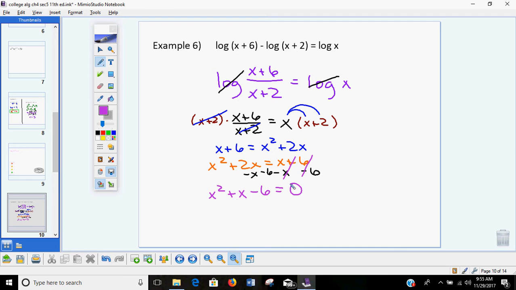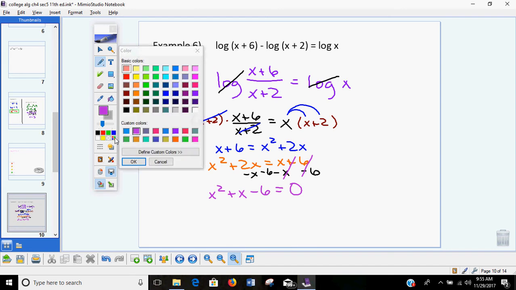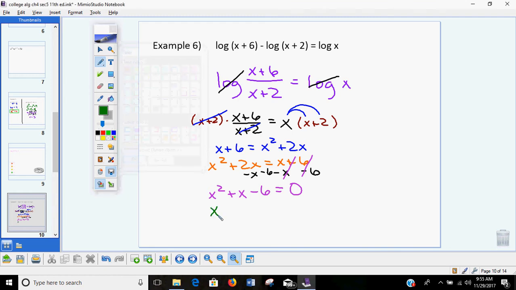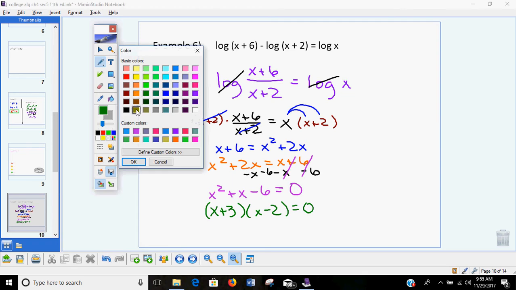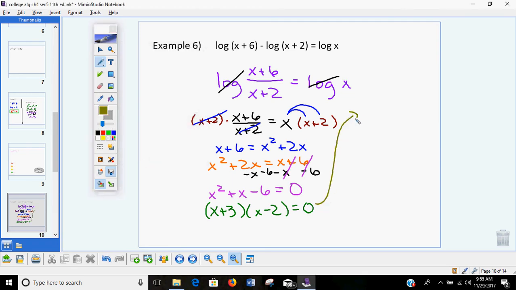And then I have that negative 6 equals 0. So to get my two answers, I need to factor this and set both of them equal to 0. So when I factor this, it's going to be (x + 3)(x - 2) equals 0. So let's go over to the right. Let's set both of those equal to 0. x + 3 equals 0 gives me x equals negative 3. So that's one possible answer. x - 2 equals 0 gives me x equals 2. So that's my second possible answer.